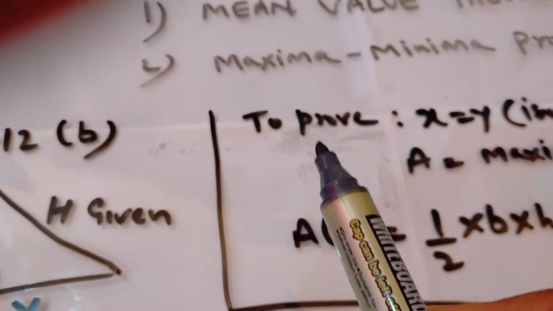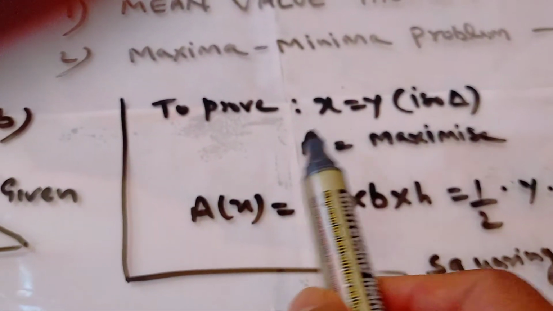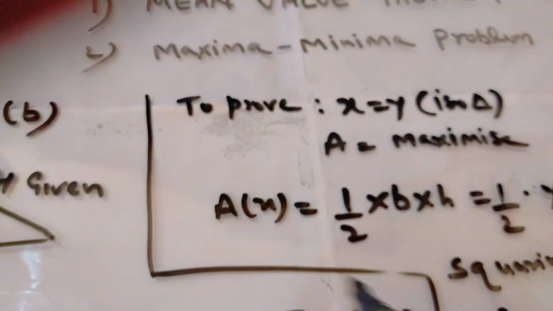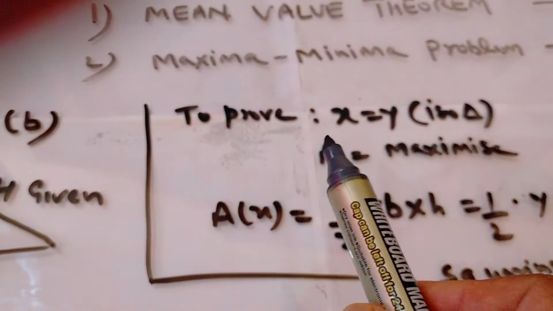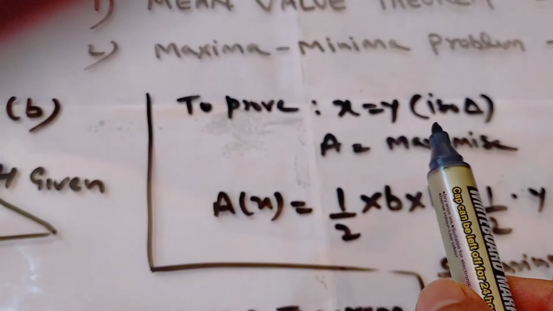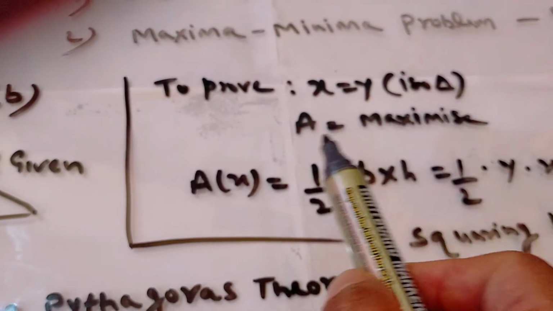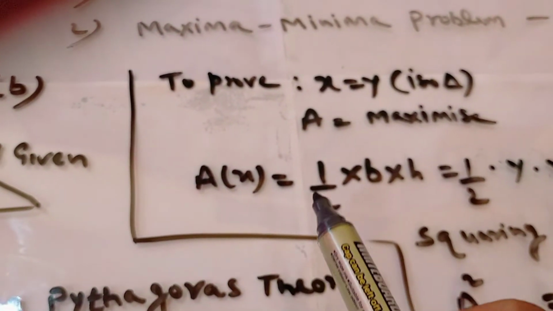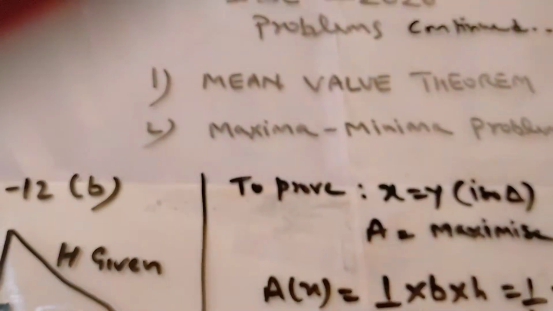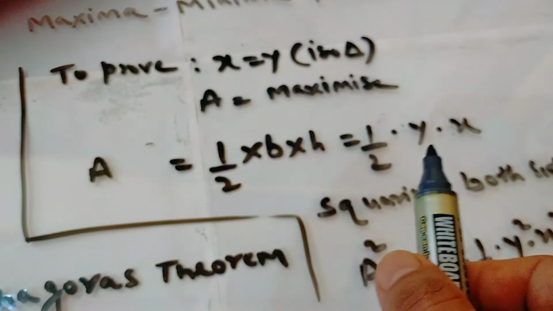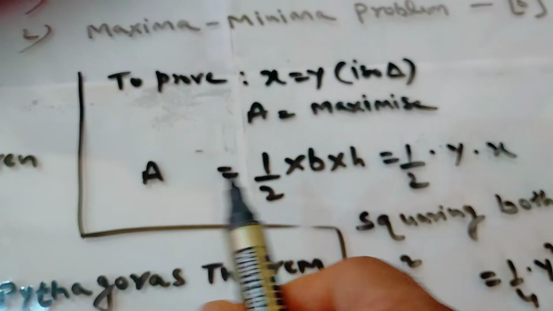we have to prove that it is an isosceles triangle. So x is equal to y, we have to prove through this calculation. We have to prove that x is equal to y, because we have to prove that it is an isosceles triangle. And the second thing, we have to maximize the area of this triangle. And you know, area of the triangle is equal to half into base into height. So here you can remove this part also. Only area you can write. Area is equal to half into base into height. So half into y into x is the value of a.